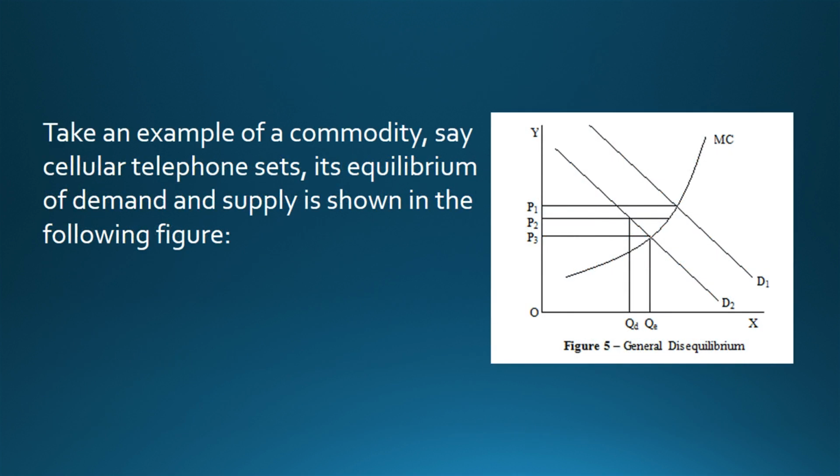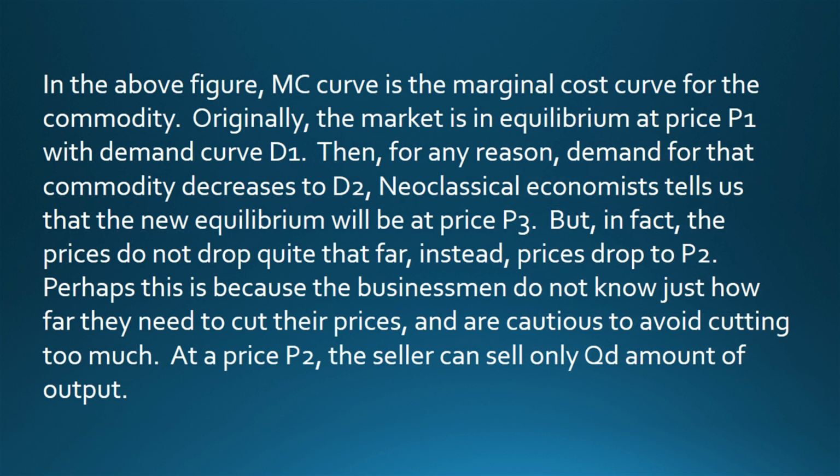Take an example of a commodity, say cellular telephone sets. Its equilibrium of demand and supply is shown in the following figure. In the above figure, the MC curve is the marginal cost curve for the commodity. Originally, the market is in equilibrium at price P1 with demand curve D1. Then, for any reason, demand for that commodity decreases to D2. Neoclassical economists tell us that the new equilibrium will be at price P3. But, in fact, the prices do not drop quite that far. Instead, prices drop to P2.